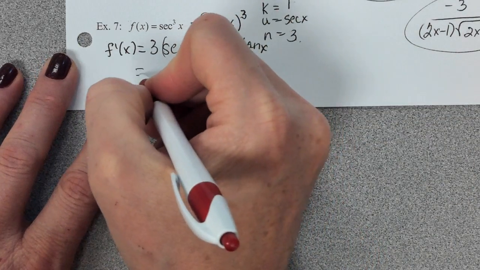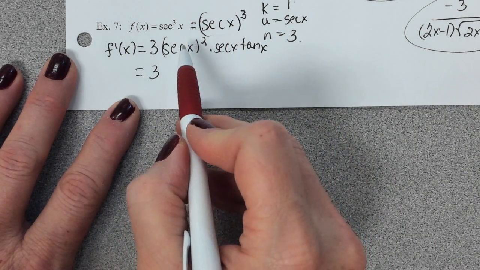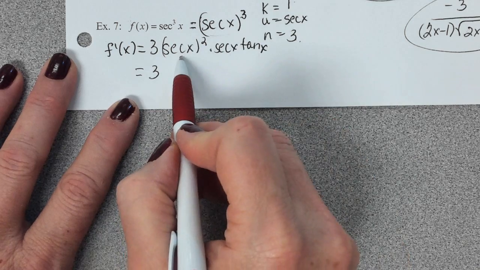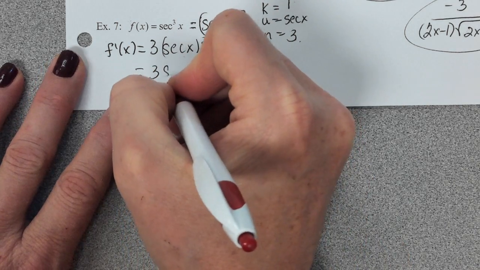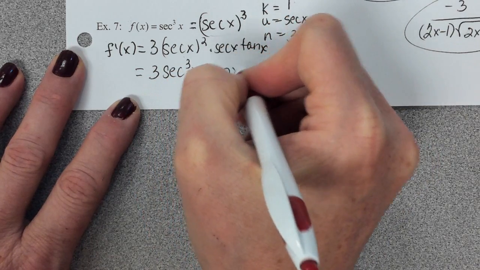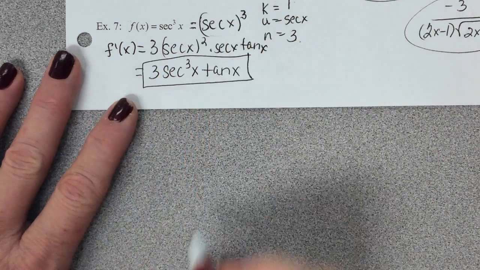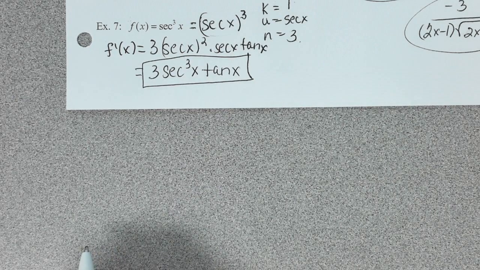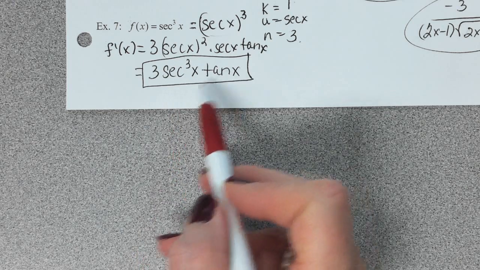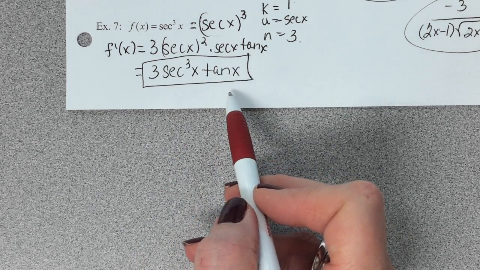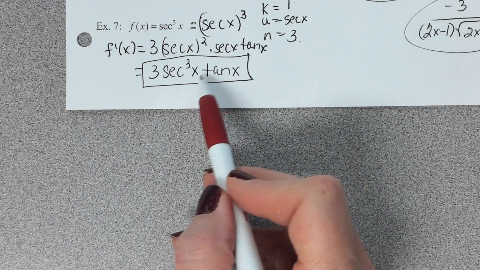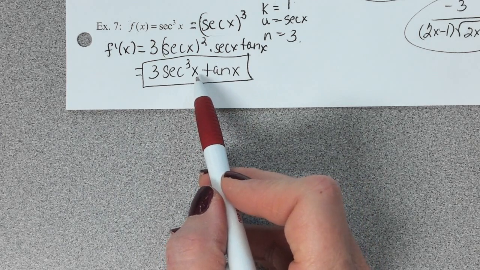So now what we're going to end up with is secant x times secant x times secant x times tangent x. Well, secant times secant times secant gives us secant to the third again, tangent x. And that's going to be the derivative. I do want to think ahead that secant is 1 over cosine, tangent is sine over cosine. Would anything cancel? It wouldn't cancel because all the cosines will be on the bottom. So this is the most simplified answer.